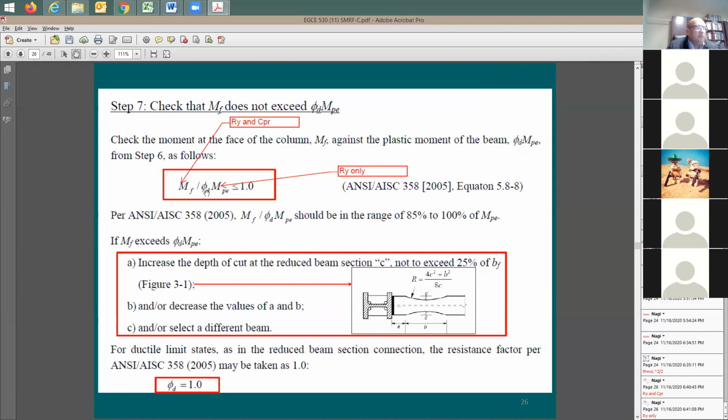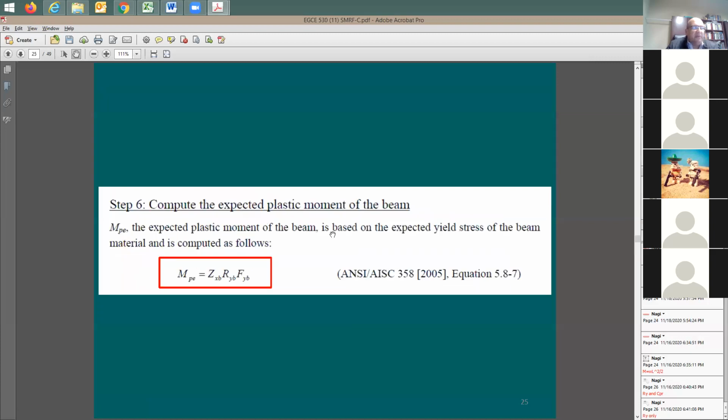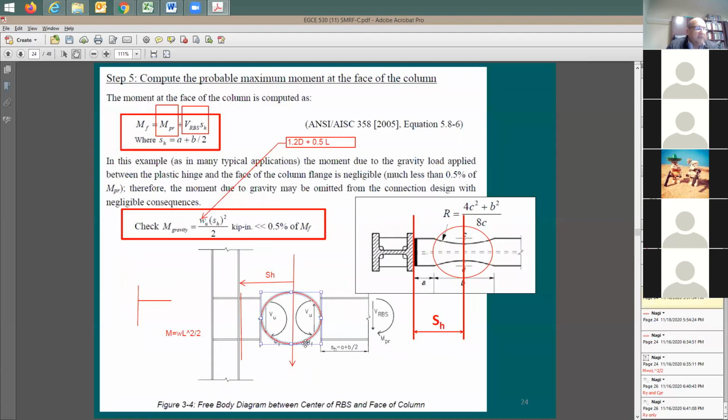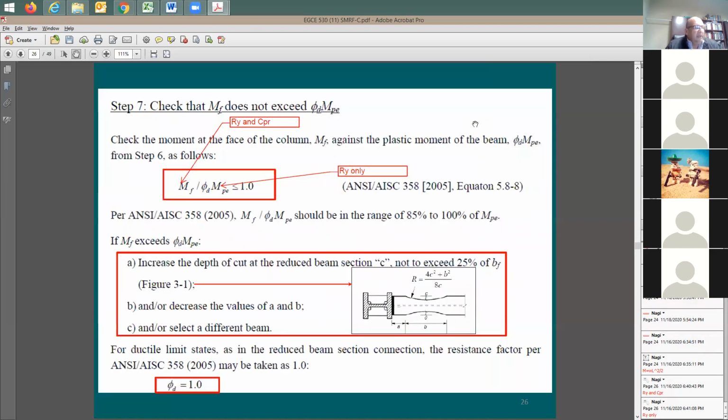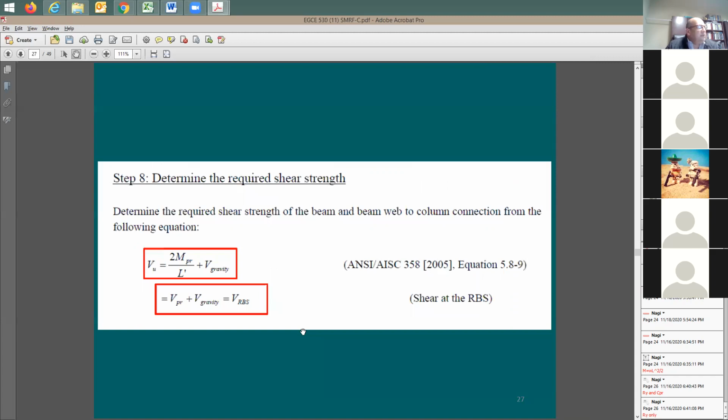The capacity here, when you use the phi here, is going to be equal to 1.0, right? And MPE is going to be based on R sub Y only. CPR is not going to be included there. So you'd like to reduce MF as much as possible. And the way to reduce MF, as you know, is to bring this as close as possible to the left, by reducing A. So you try to make this A as small as possible. This is what you need to do in your design, if you'd like to control your design. Any questions so far, all the way up to this point? All right, seems that you're good.